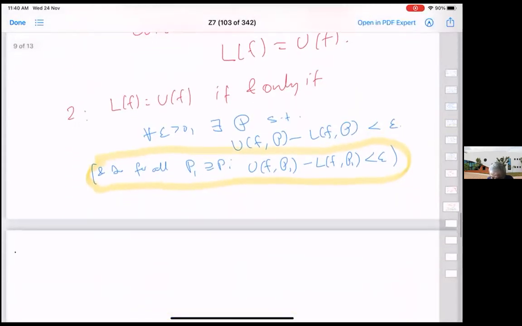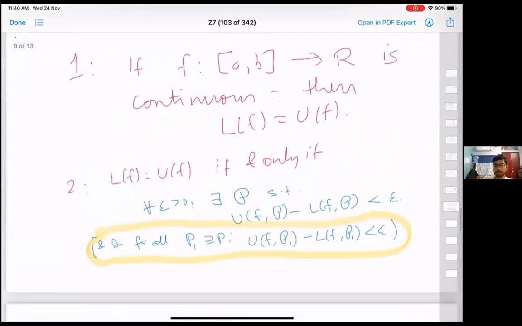So P1 is a superset of P or P1 subset of P? Right? No, superset of P, for anything which is a refinement of P. Sir, it's failing. However small we choose the partition, the supremum and infimum will not be arbitrarily close together.